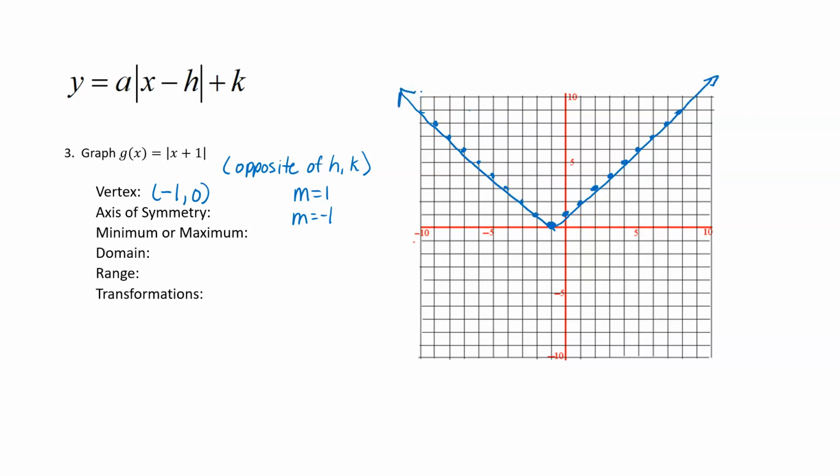So do we have a low point or a high point? Again, we have a low point, so this is a minimum. Our domain is still the same. It goes on forever, left and right, so negative infinity to infinity. Our range, we're back at 0 as our low point, and then it goes up to infinity. This time, the transformation is that we shifted left 1.